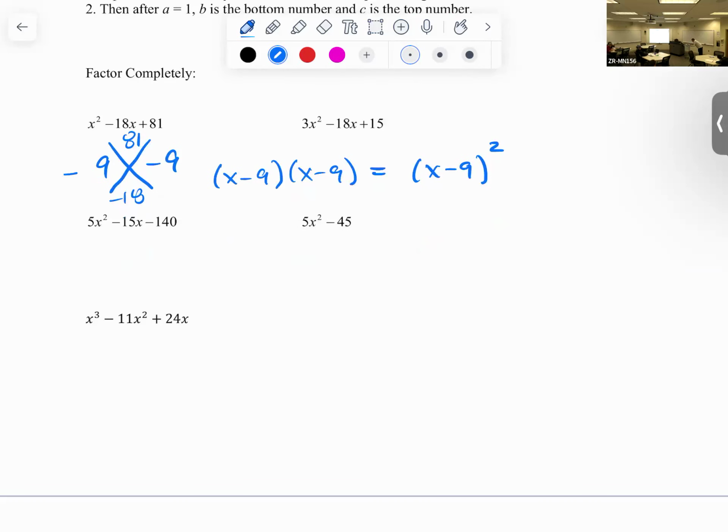All right, let's jump down. 5x squared minus 15x minus 140. I can jump to the diamond immediately. 5 times 140 is big. So that feels kind of tough. 700. 700 and something? So better yet, think if I can make this easier.